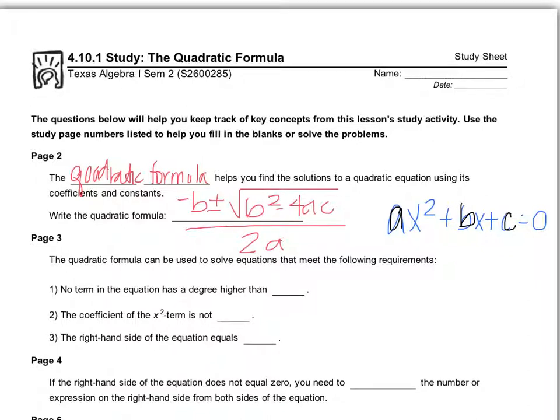So there's a couple rules we have to remember. In order to use the quadratic formula, the first one is that no term in the equation has a degree higher than 2. That means it can't have x cubed, x to the 4th, x to the 5th, anything like that. The second thing is the coefficient of the x squared term is not 0, so you can't have 0x squared. And the third thing is the right-hand side of the equation must equal 0.